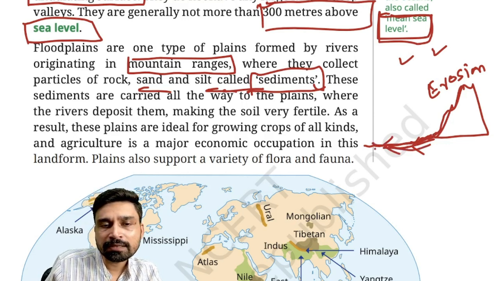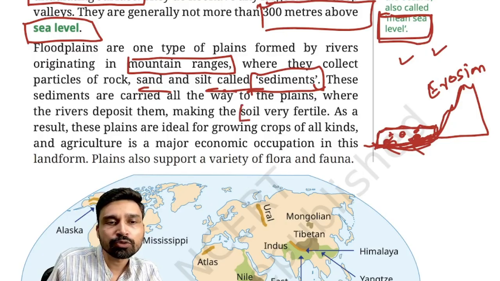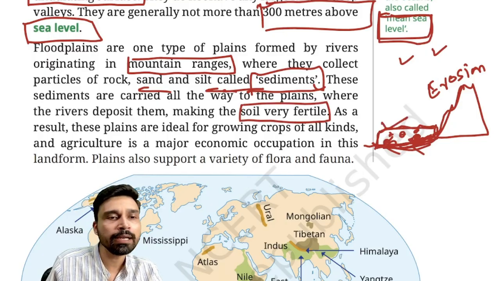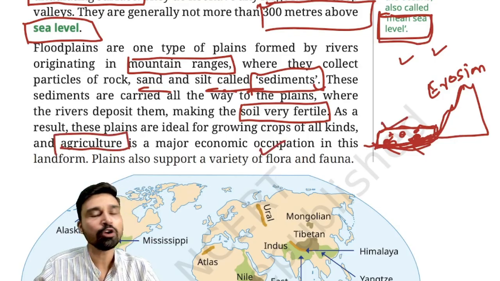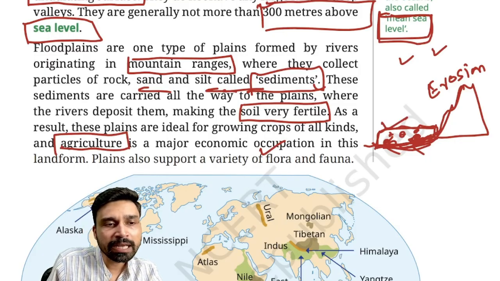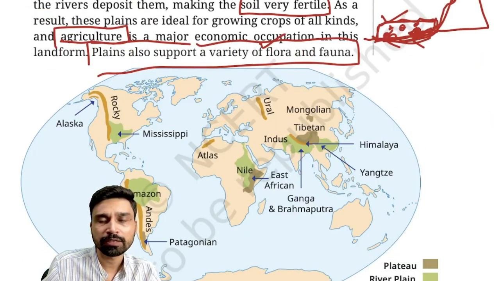Then when it starts to flow at a lower elevation, sediments begin to be deposited and accumulate by the rivers, and this creates fertile soil. So the soil of this region becomes very fertile in nature, and because the soil is very fertile, this place becomes ideal for growing crops of all kinds. Agriculture emerges as one of the major economic occupations in the plain landform. Obviously, because the plain has a variety of food, it also supports a variety of faunal life, so a variety of flora and fauna.